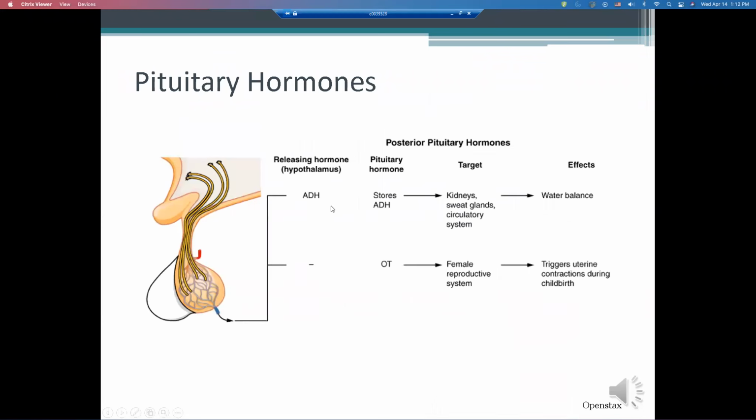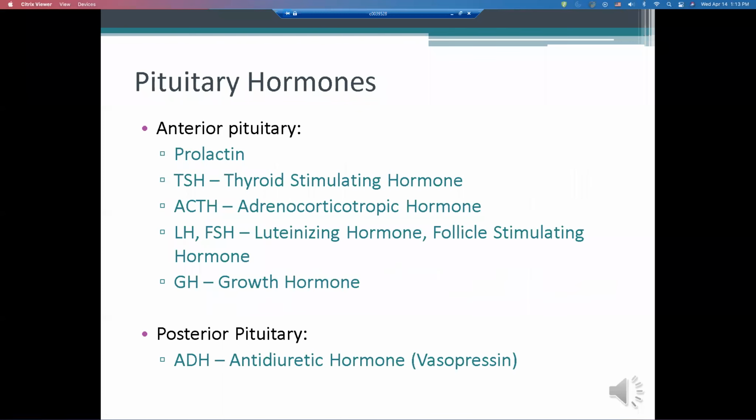Now, the neurohypophysis is responsible for antidiuretic hormone and oxytocin. Oxytocin has very little to do with adult endocrinology. You see it more in obstetrics and gynecology. So ADH is very important for us in endocrinology. Any questions so far? So the pituitary hormones, anterior and posterior, you have the prolactin, the TSH, ACTH, LH and FSH, and growth hormone. And the posterior is the antidiuretic hormone.